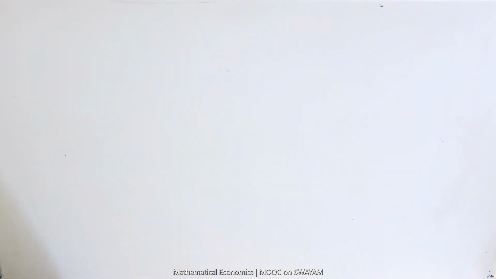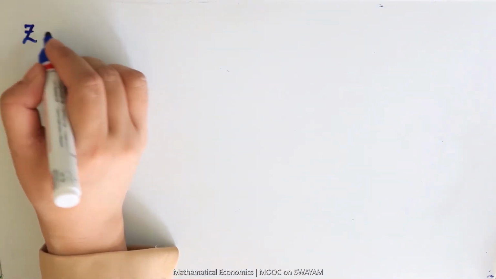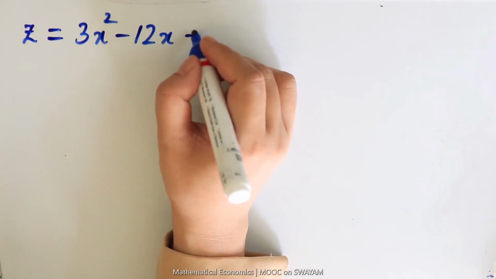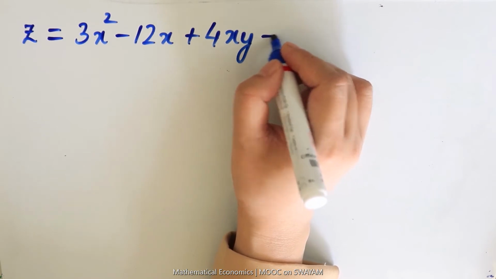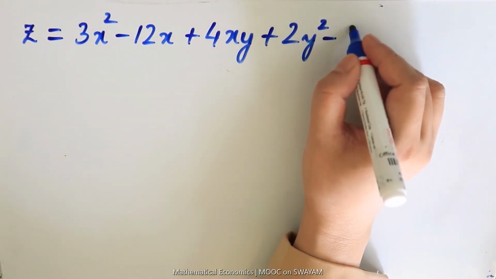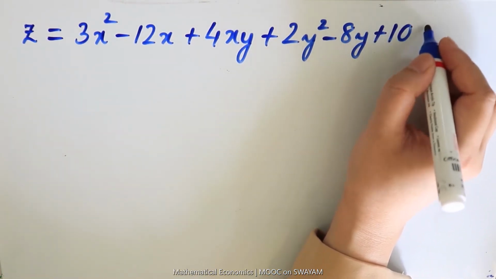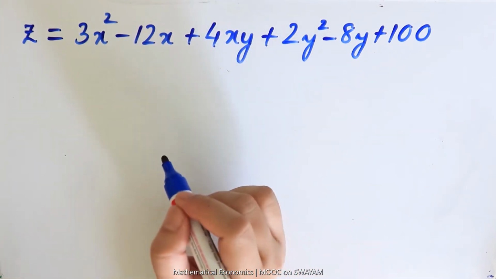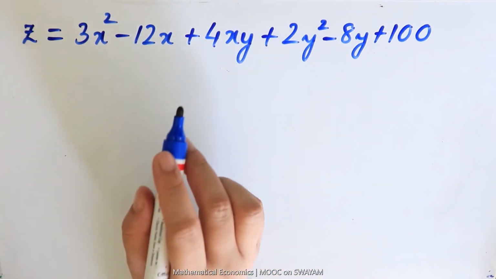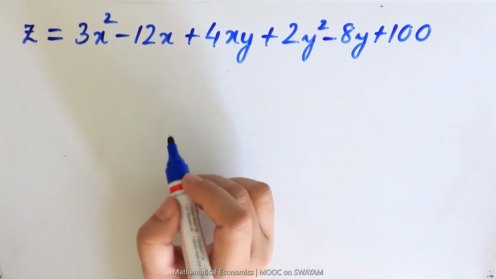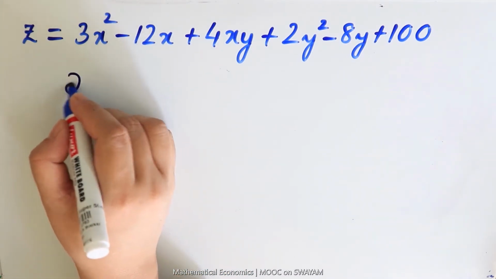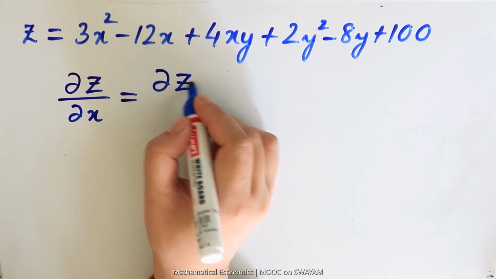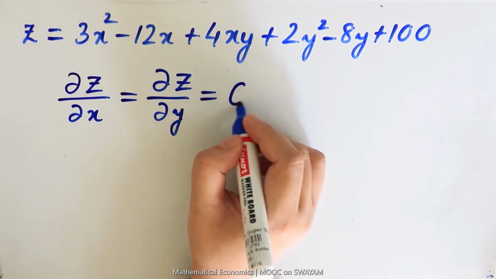Let us now consider a function with two independent variables. Suppose z is equal to 3x square minus 12x plus 4xy plus 2y square minus 8y plus 100. So if you look at this equation, you see that we have two independent variables, x and y. To determine the extreme value, the maximum or the minimum in this case, the first order condition will now require partial derivative of z with respect to x, partial derivative of z with respect to y, and both must be equal to 0. So this is the first order condition.